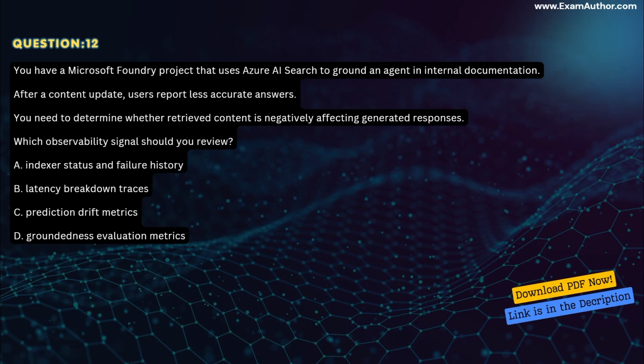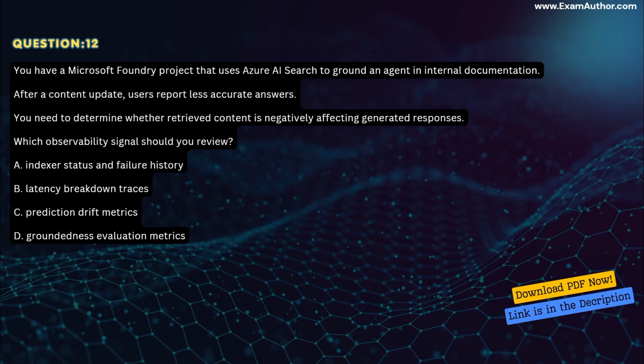Question 12. You have a Microsoft Foundry project that uses Azure AI Search to ground an agent in internal documentation. After a content update, users report less accurate answers. You need to determine whether retrieved content is negatively affecting generated responses. Which observability signals should you review? A. Indexer status and failure history. B. Latency breakdown traces. C. Prediction drift metrics. D. Groundedness evaluation metrics.